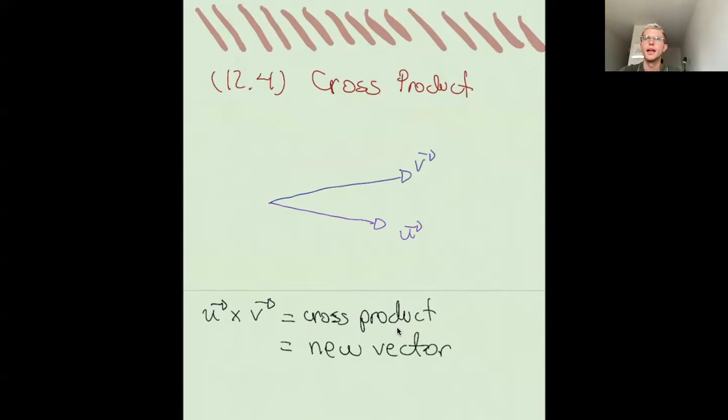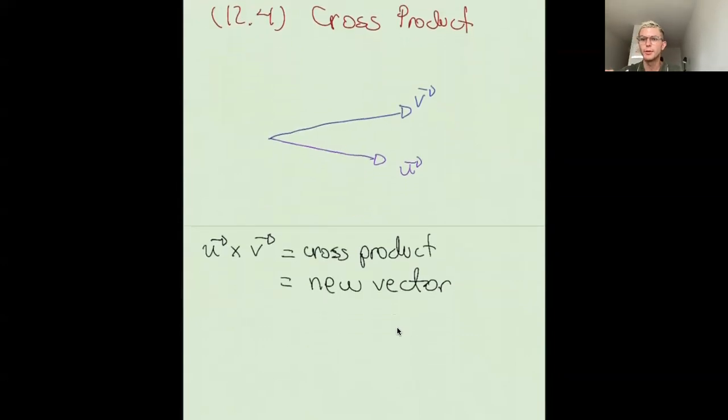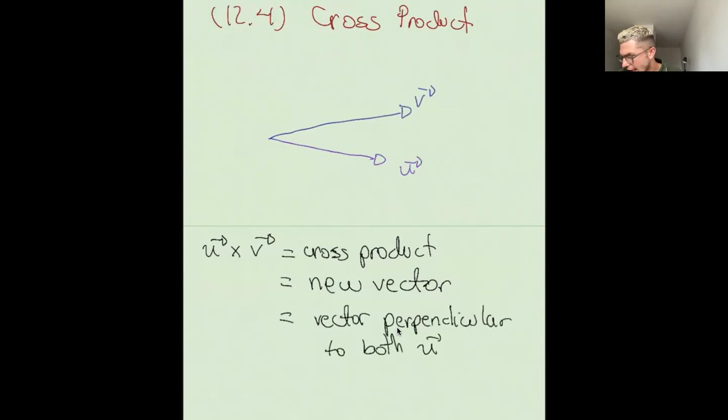And this new vector has a property that it is built in such a way that it is perpendicular to the original two vectors. So whatever it is, it will be a vector perpendicular, or orthogonal, to both u and v.